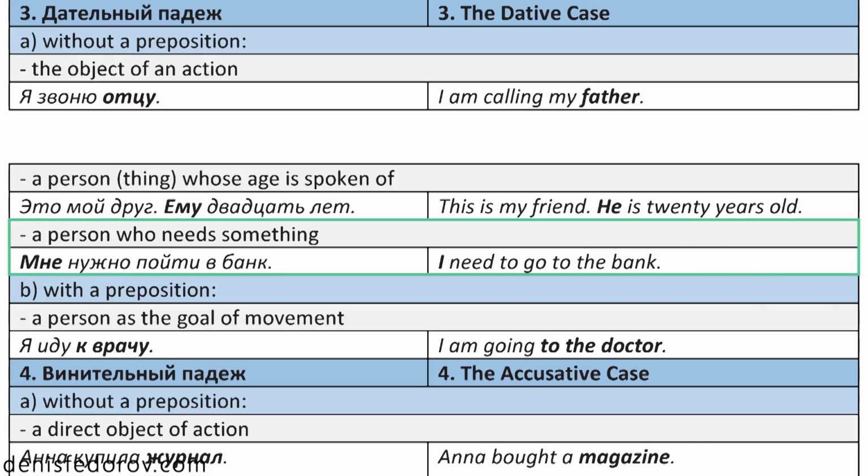A person who needs something. Мне нужно пойти в банк. I need to go to the bank. A person as the goal of movement. Я иду к врачу. I'm going to the doctor.